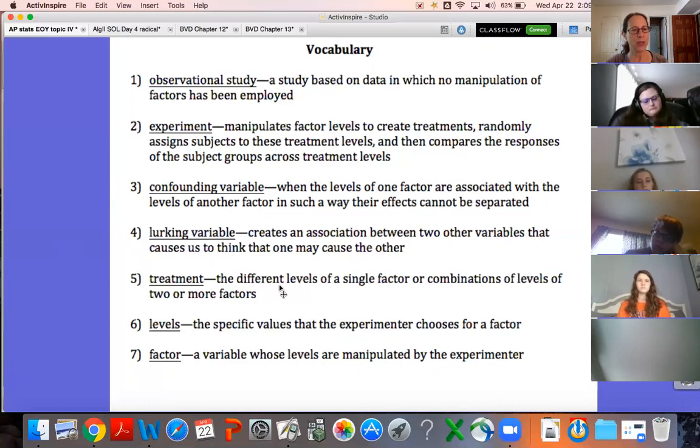A treatment is when you do different things to your subjects in an experiment to see what will happen. If you do something here and something here, those are two different types of treatments.